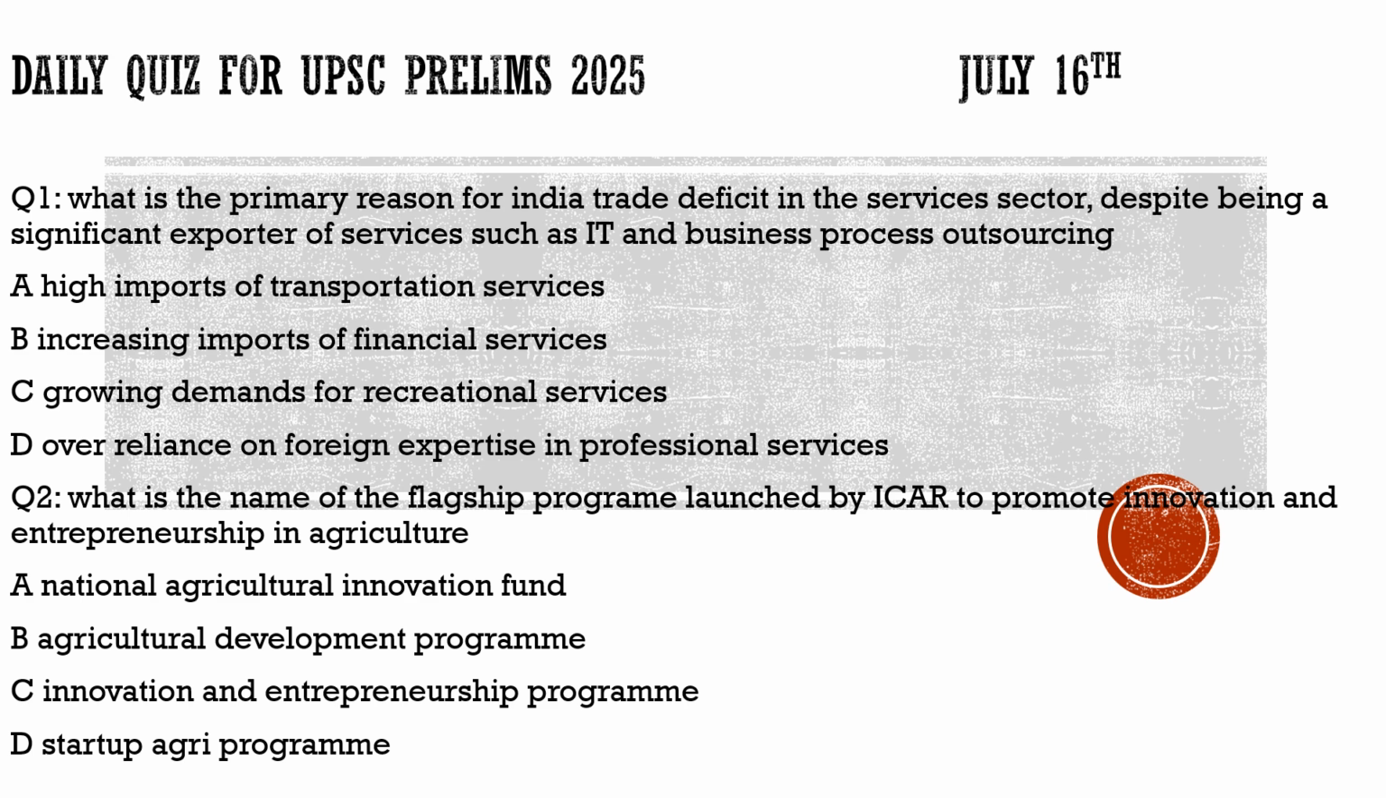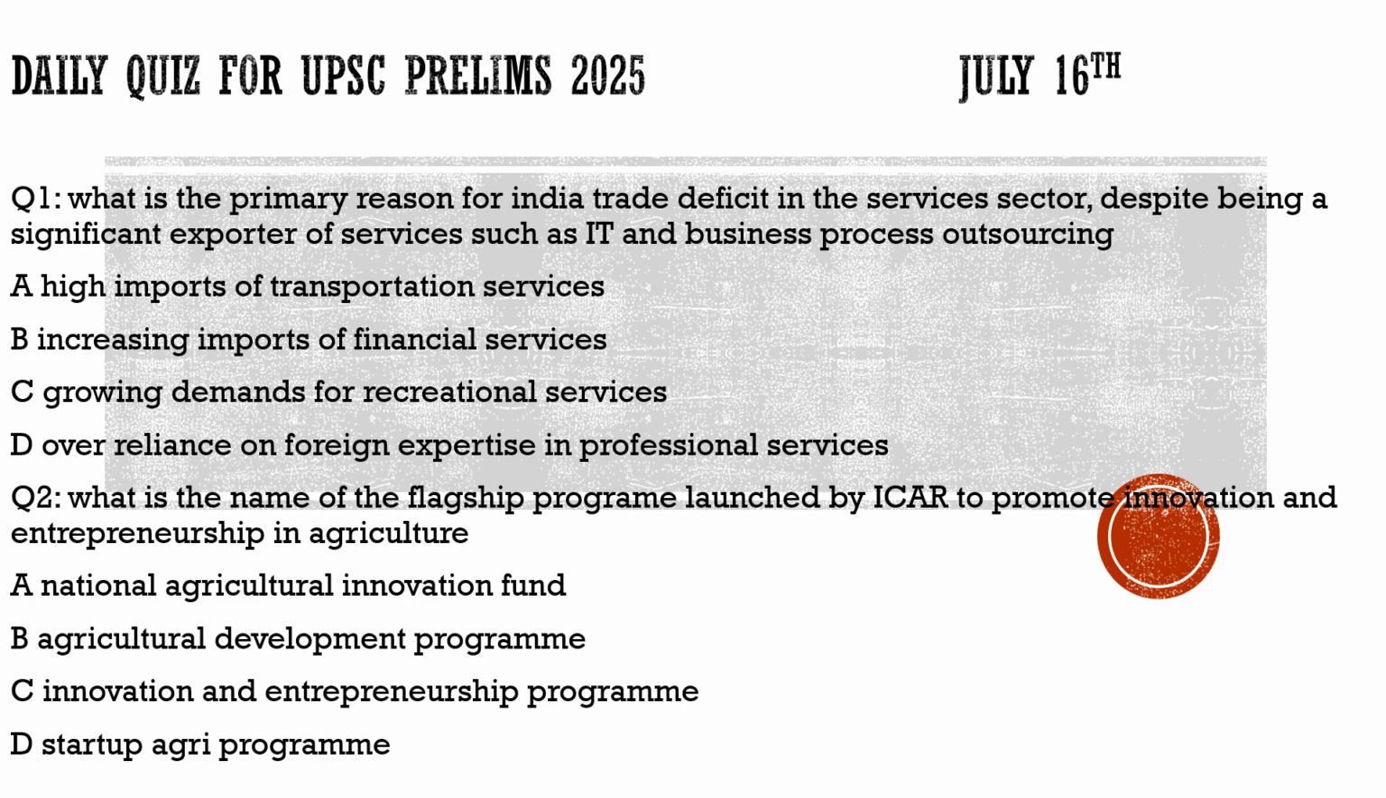So without any delay, let's start with question number 1. Let's see what it asks. Here the question says, what is the primary reason for India's trade deficit in the services sector despite being a significant exporter of services such as IT and business process outsourcing? We discussed it. We saw that we had seen a 9.4% trade deficit this year. So related to that, we had framed this question.